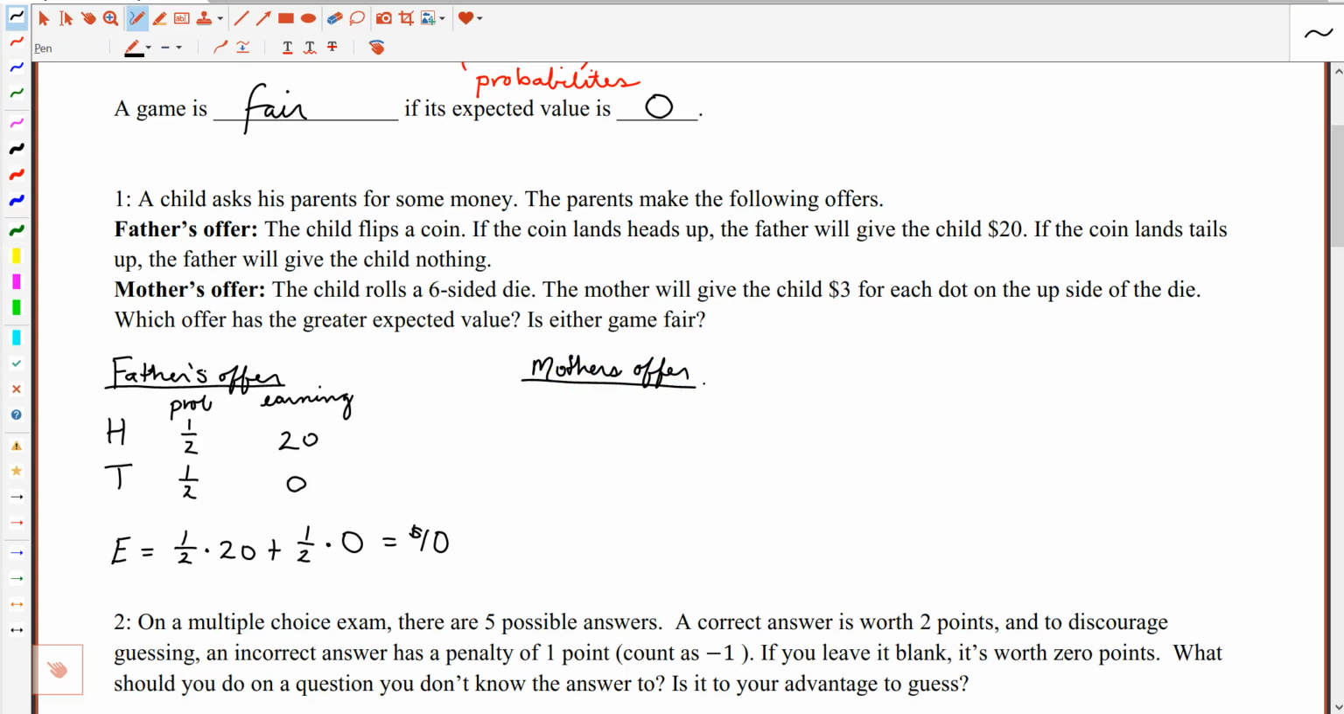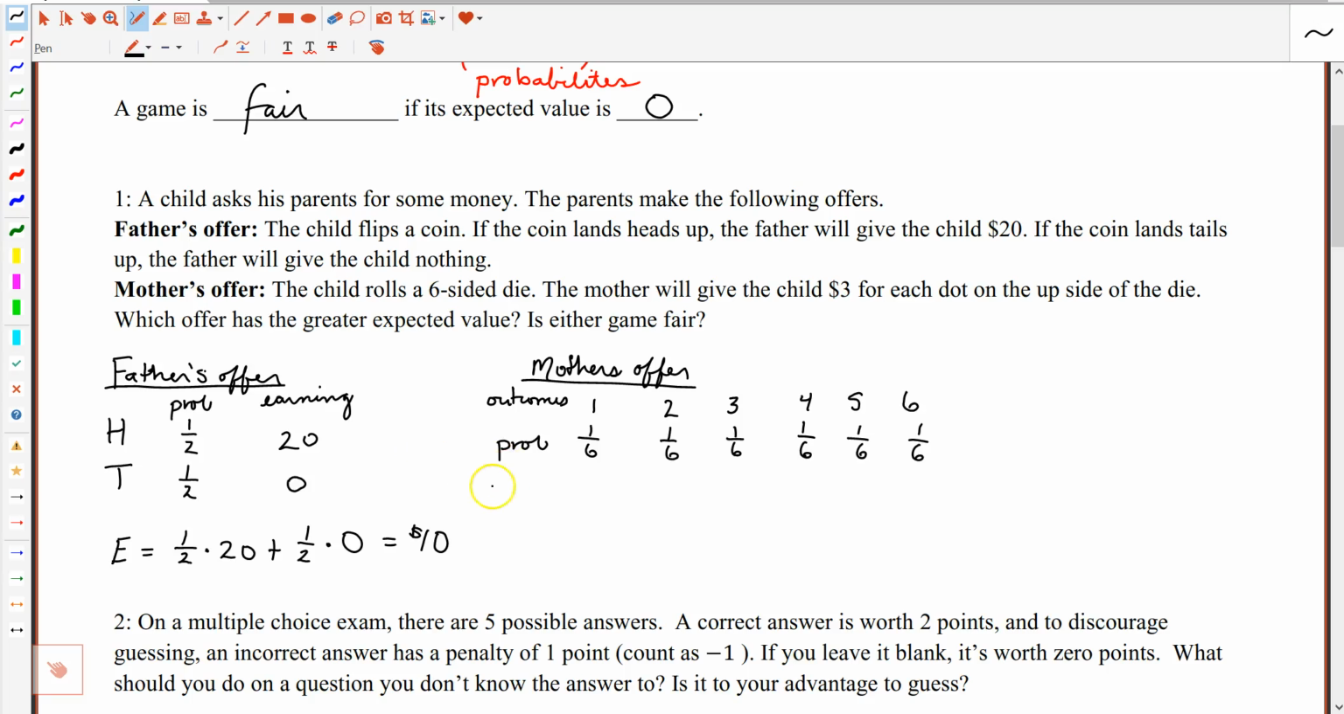Alright, so the mother's game is going to be a little bit more complicated. So the child will roll a die. The outcomes on a die would be 1, 2, 3, 4, 5, or 6. The probability of getting any one of these numbers is 1/6. So the probability of getting a 1, let's maybe keep track of what we're recording here. Those are the different outcomes. Now we're going to find the probability. So the probability of each one of these is going to be 1/6.